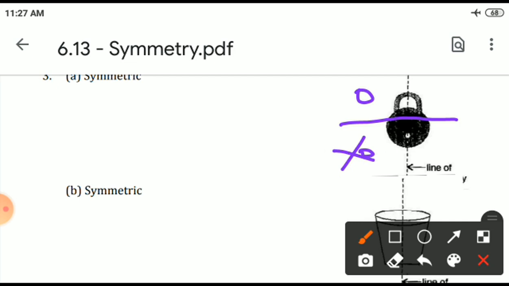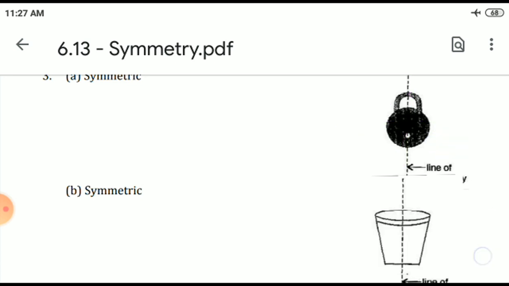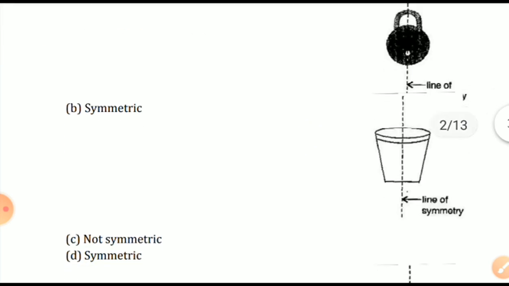No, it is not. But when we cut it in the vertical way, whatever is on the left side, the same we get on the right side. So that's why the line of symmetry is vertical. What about the glass? Same way, it's vertical. Can you see the line of symmetry is vertical? Yes.